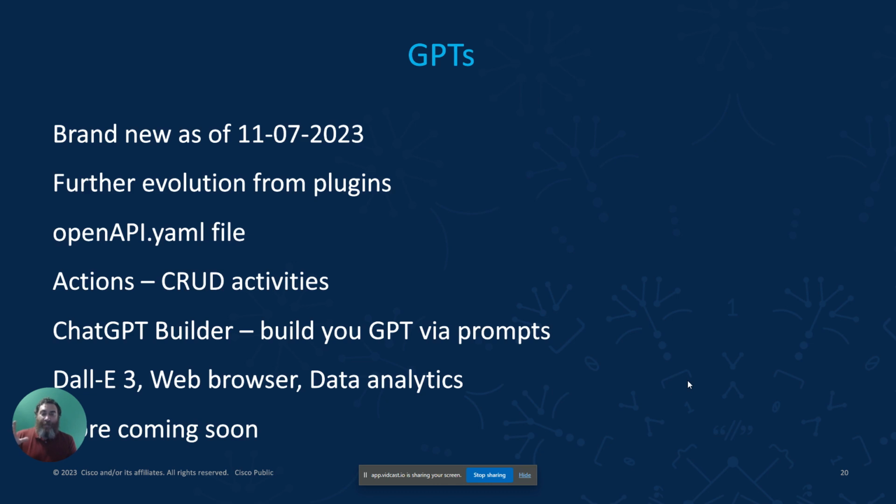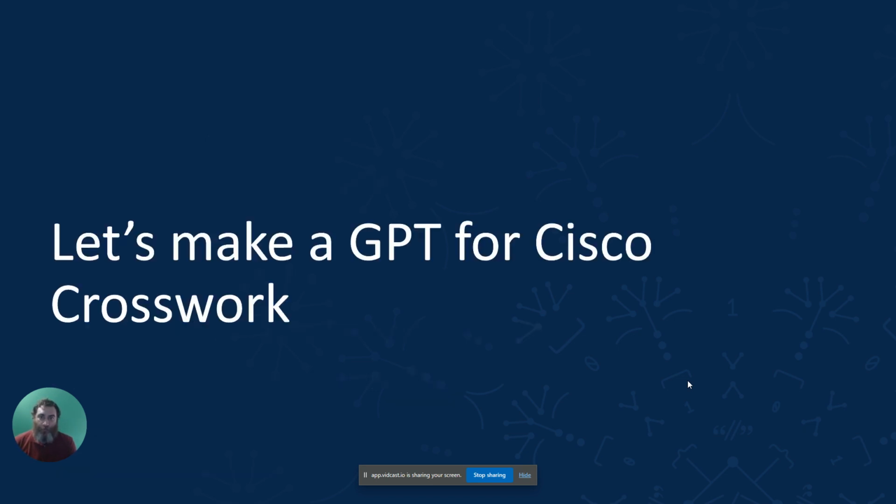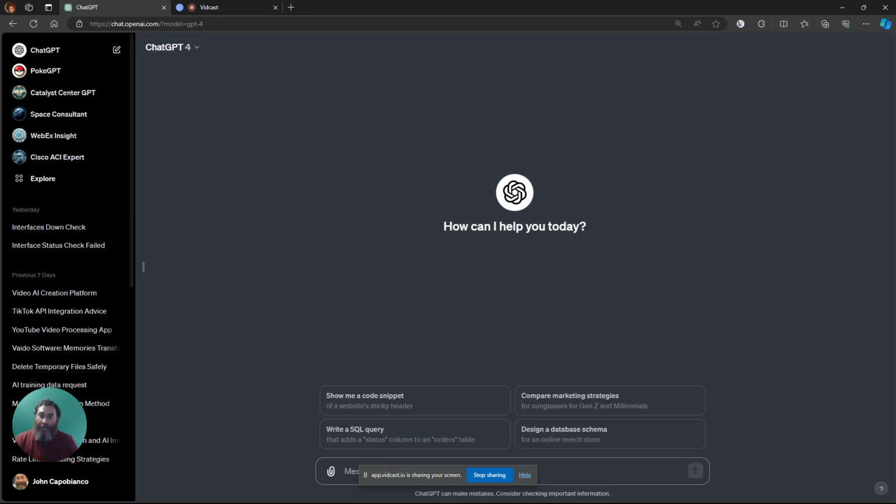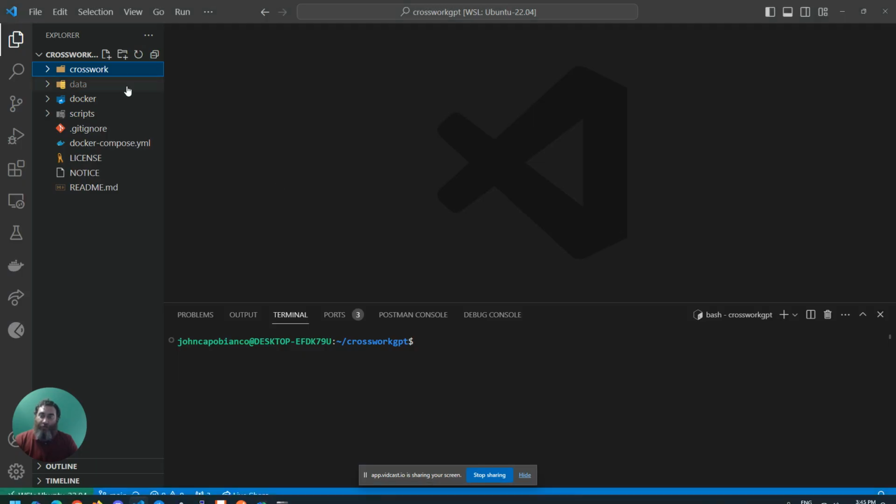Now, GPTs and plugins can coexist. This isn't a mutually exclusive thing. We're going to build both today, and I'll explore the differences between the two. So let's make a ChatGPT for Cisco Crosswork. If you'll just hang tight, we're going to look at the code first.